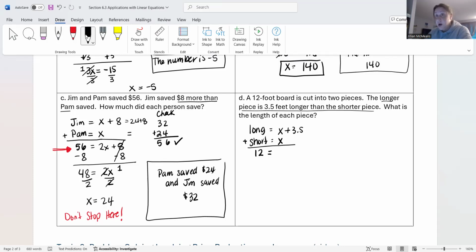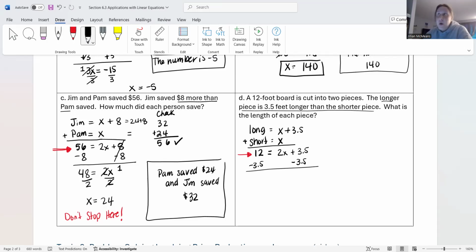And if we add up these columns, we'll get an equation to solve. Okay, so short plus long is 12 feet. X plus X is 2X. And then there's nothing to combine with 3.5, so I just drop it down. And now we have an equation that we can solve. Okay, so again, I've got a single variable term. Let's isolate it. So the issue is plus 3.5. So how would I undo addition of 3.5? I would just subtract. So I'm going to subtract 3.5 from each side.